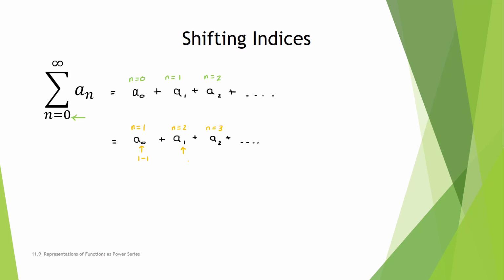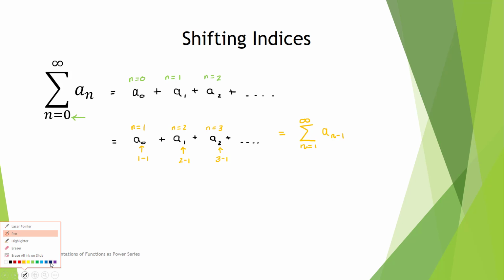Here, if the subscript is 1, but my index n is 2, I'm thinking of this as 2 minus 1. And here, the 2 I can think of as 3 minus 1. And so I can rewrite this series as the sum with n starting at 1 and going to infinity, and now my term is not a sub n, it is a sub n minus 1, so that when I plug in 1 for the first term, the subscript is 1 minus 1, which is 0.